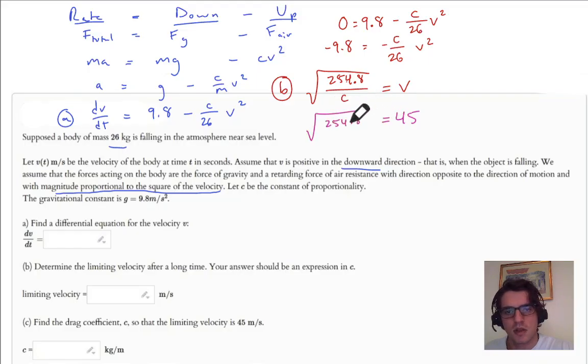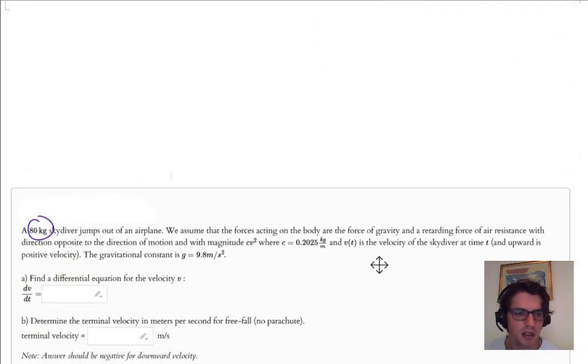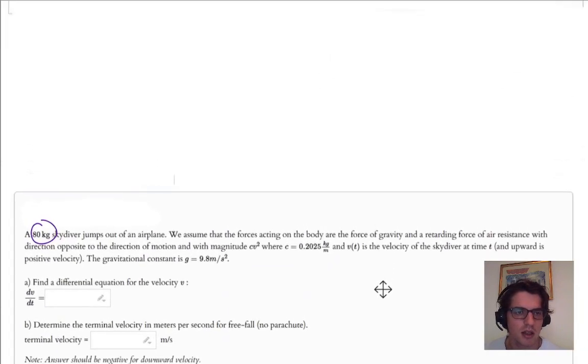254.8 over C, so 45 squared. 254.8, answer. Okay, C is equal to 0.126 approximately. Okay, that is that. It's just a lot of plugging in. Okay, similar problem.